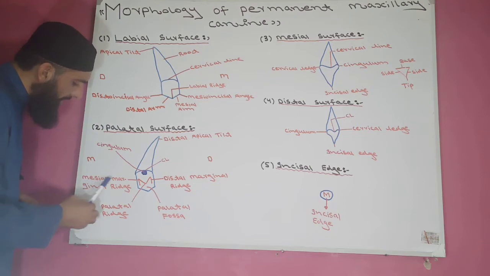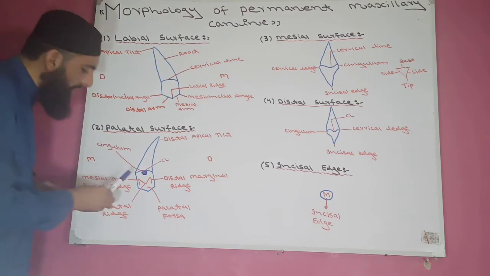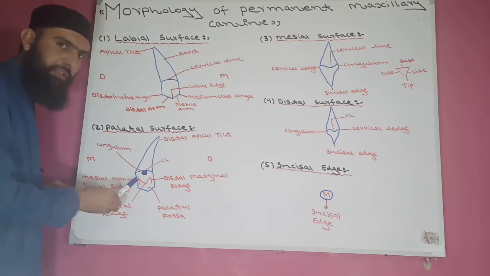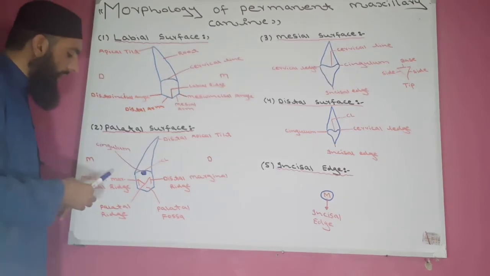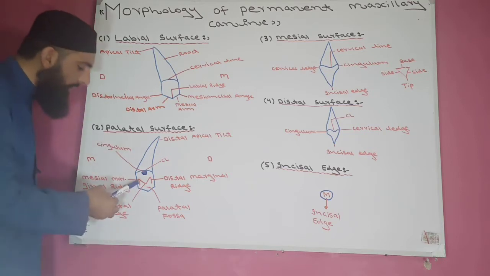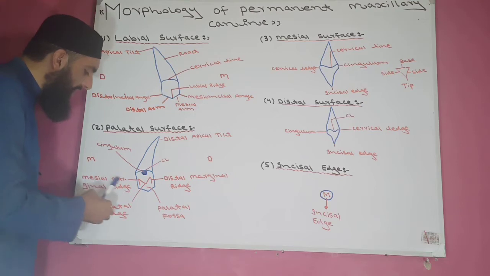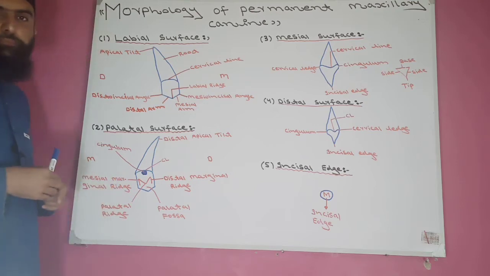Second is the mesial marginal ridge. Why is it called the mesial marginal ridge? Because it is a vertical elevation, therefore known as a ridge. Why called mesial? Because it is present on the mesial surface. Why called marginal? Because it is present on the margin of the mesial surface, therefore known as the mesial marginal ridge.